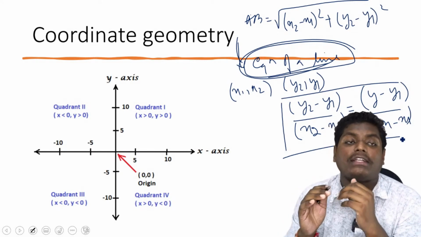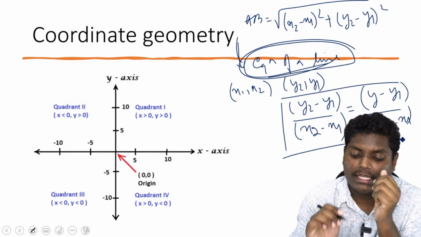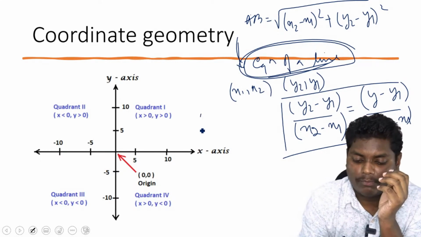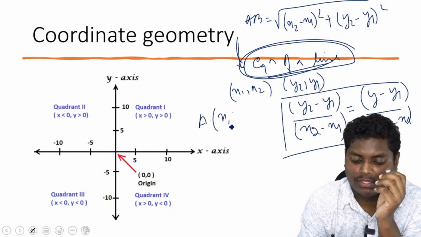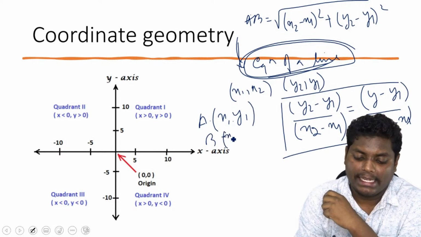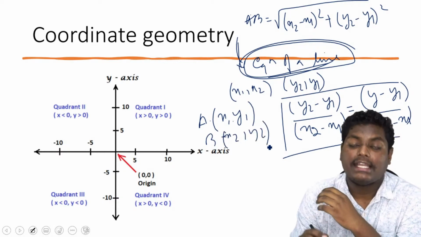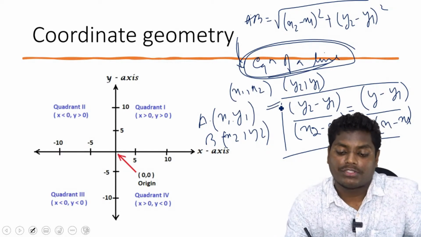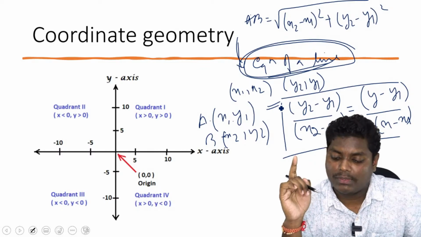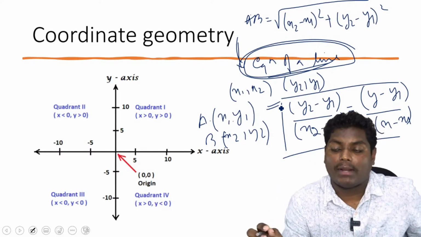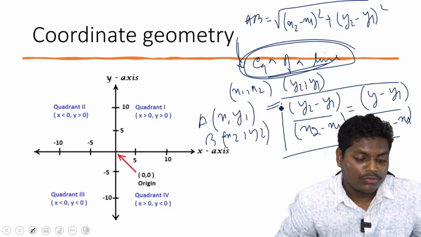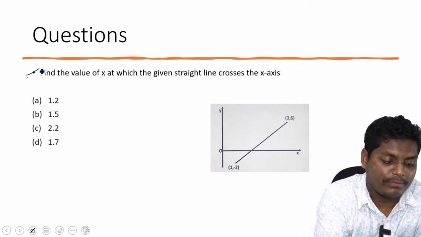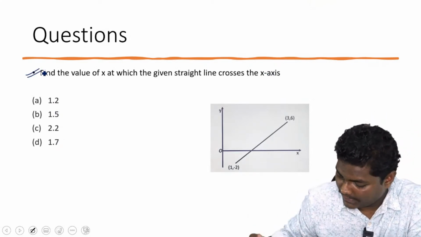Okay. If two points are given to us, I'll write point A as (x1, y1) and point B as (x2, y2). If these are the two points and we want to find an equation of the line using them, we can use this formula: (y2 minus y1) upon (x2 minus x1) is equal to (y minus y1) upon (x minus x1). So let's move to the first question of it. We'll just do this and wrap this session up.